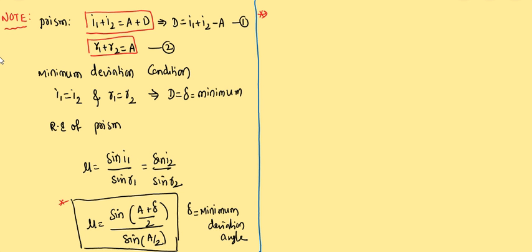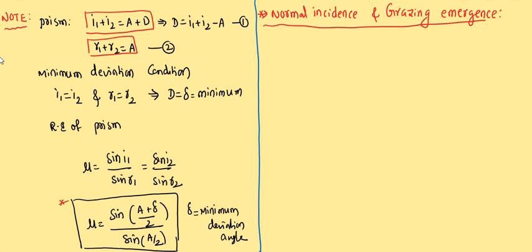And the next continuation, let us see here. In the continuation, two cases I am going to explain, and you listen very carefully. Okay, right. The first case is normal incidence and grazing emergence. Grazing emergence. What is this? Normal incidence and grazing emergence.